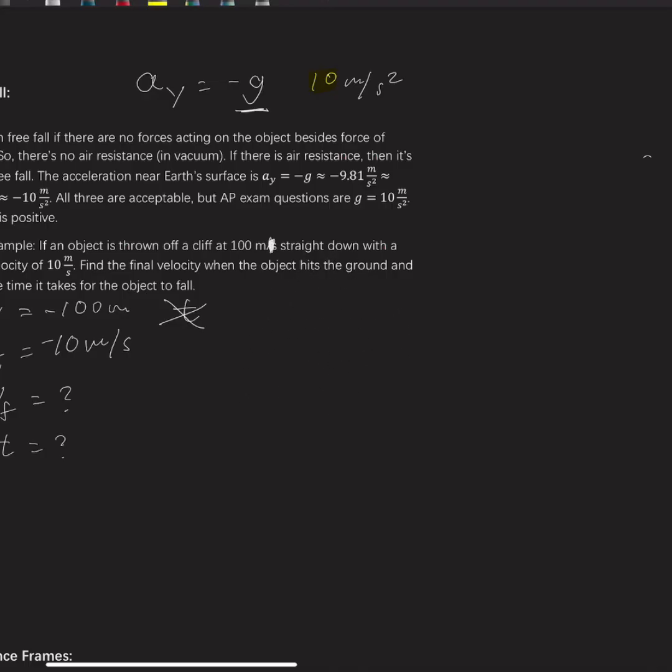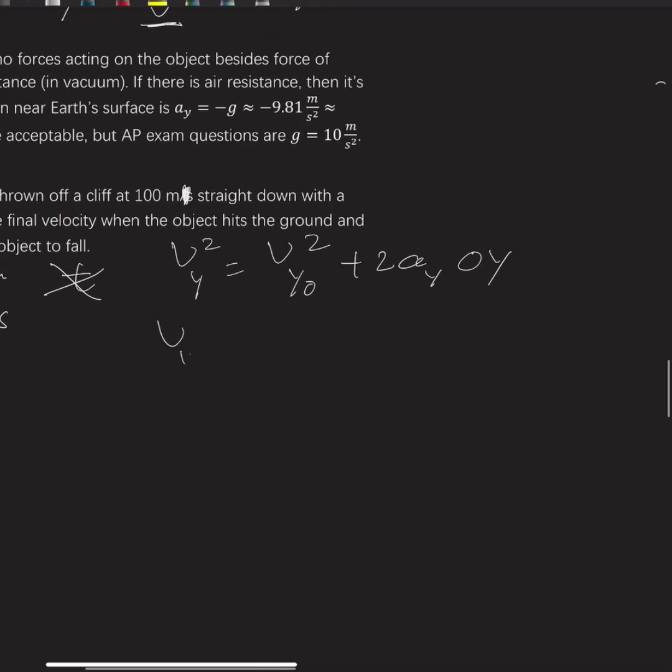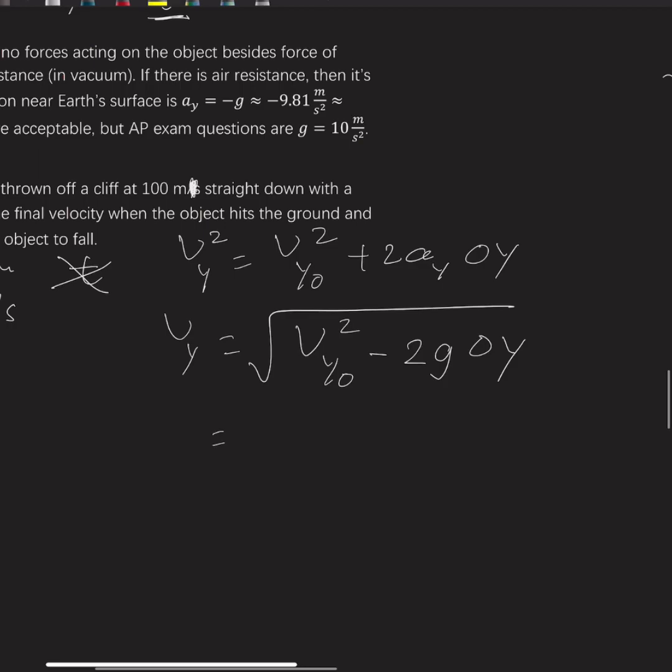The third equation says the velocity final in the y direction squared is equal to the velocity initial in the y direction squared plus 2 times acceleration in the y direction times change in y. And we know that velocity final is equal to the square root of velocity initial in the y direction squared plus 2 times acceleration in the y direction, which we can write as minus 2g delta y, and we can substitute in the values.